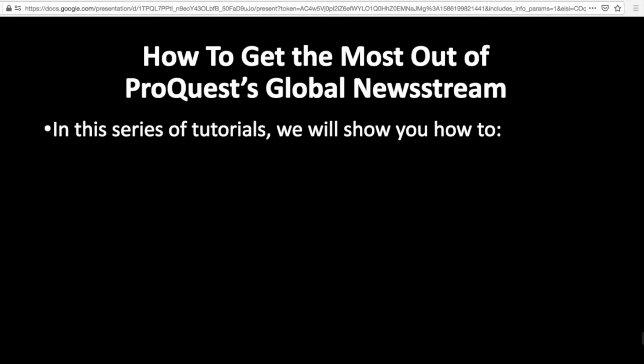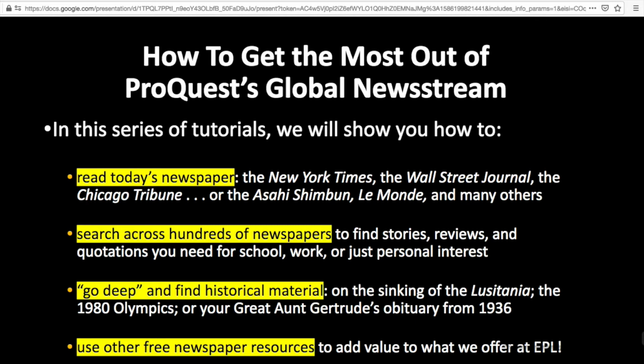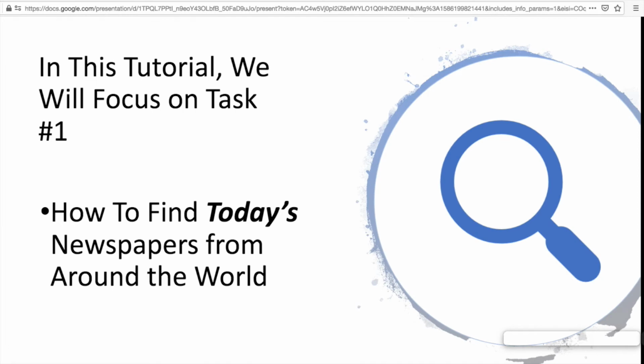In this series of tutorials, we are going to teach you 4 skills that will allow you to derive maximum benefit from your library's resources. First and foremost, from the ProQuest Global News Stream, a collection of around 2,800 news sources from around the world, with archives for many papers reaching back to the 1980s. What you see here are the 4 modules we will be presenting, starting with today's papers: the New York Times, the Wall Street Journal, the Tribune, and many, many more.